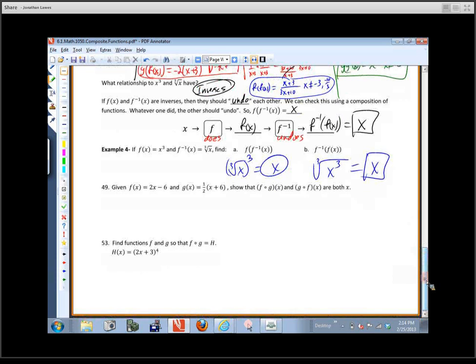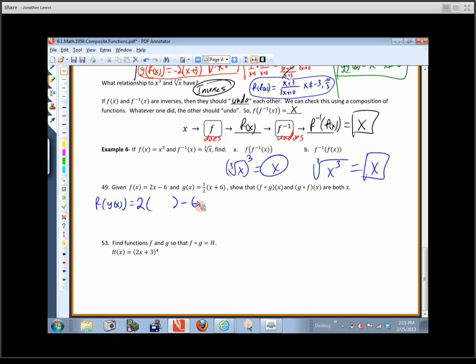Okay, so on this particular assignment, all they ask you to do are things like this. It says, given f of x is 2x minus 6, and g of x is 1/2 x plus 6 in parentheses, show that f of g of x and g of f of x are both x. Show that they undo each other. Show that they're actually inverses. So let's do f of g of x.